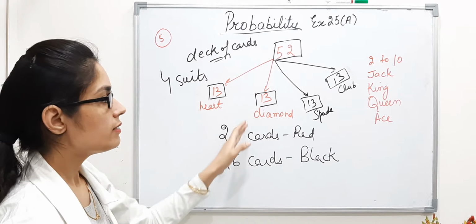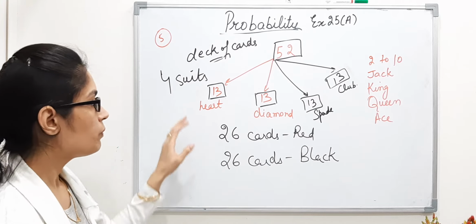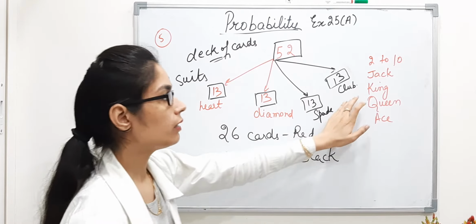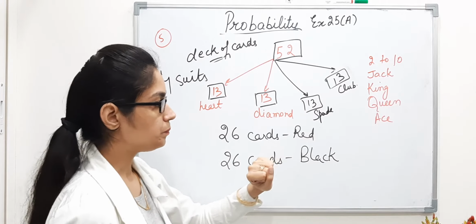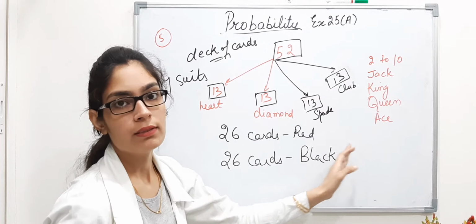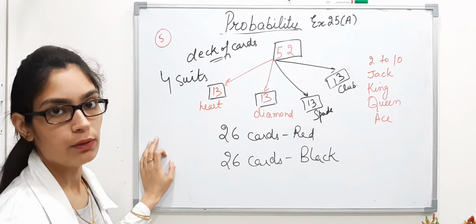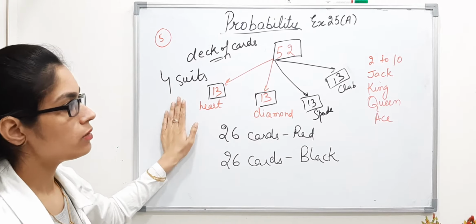So this is the same for all the 4 suits, but you have to remember heart and diamond are of red color, and spade and club are again black color. Cards will be the same. Since now you have understood this, we'll do the next question, which is based on this data.